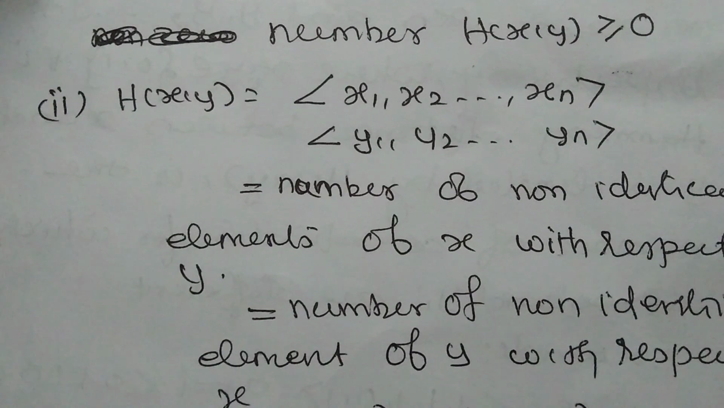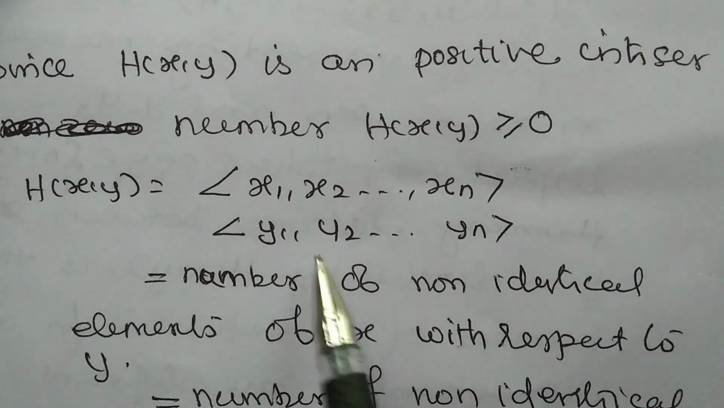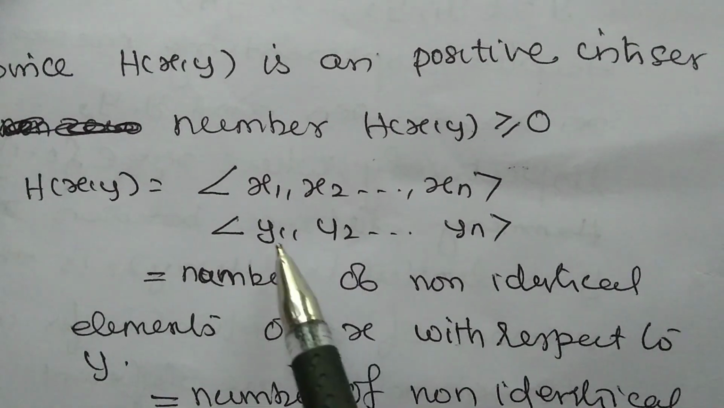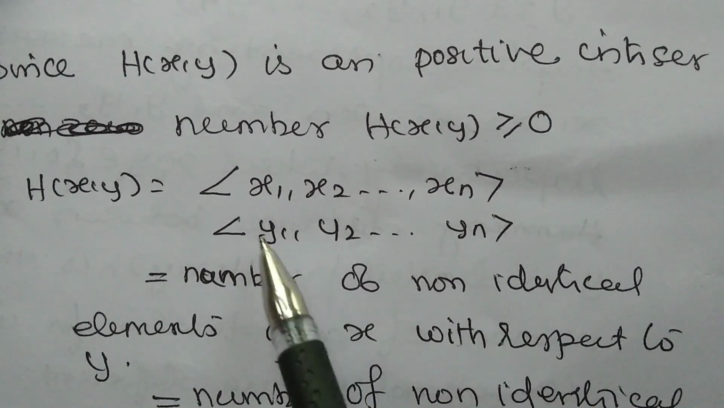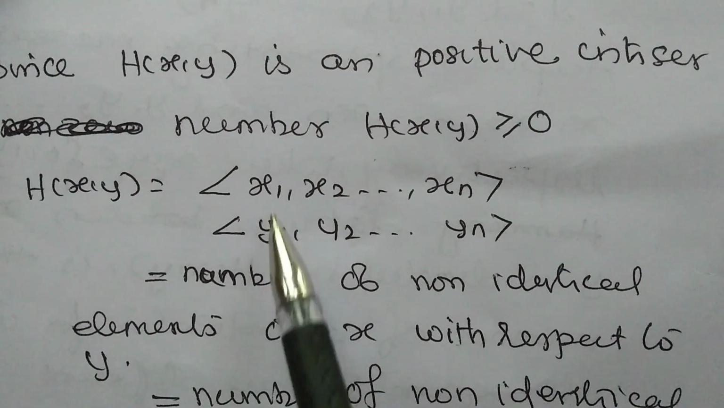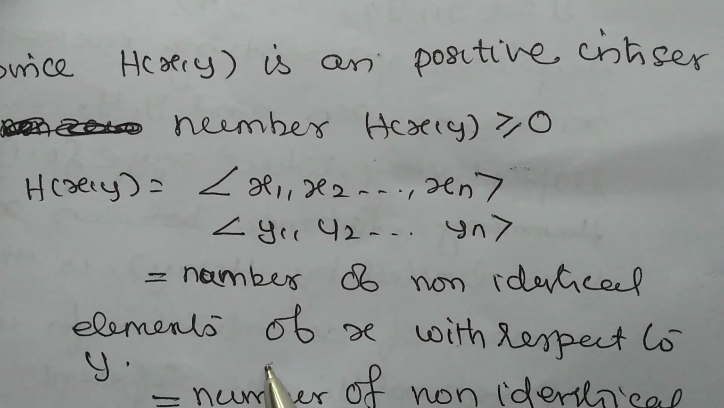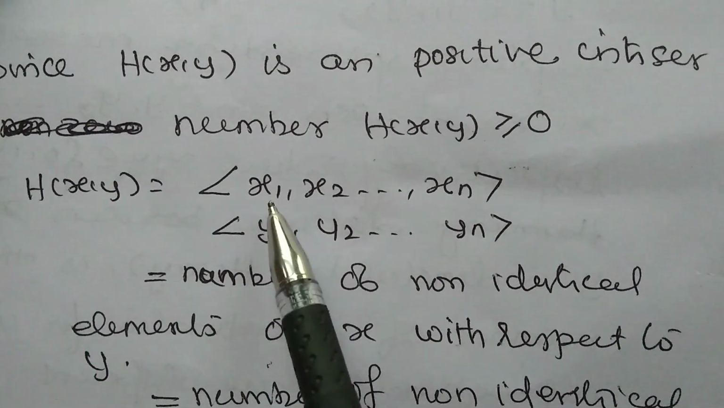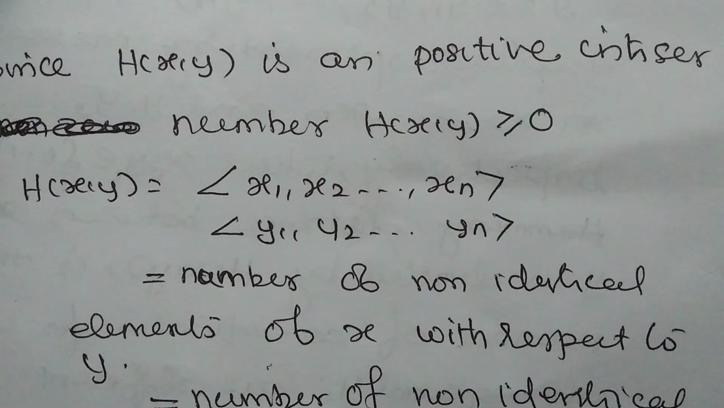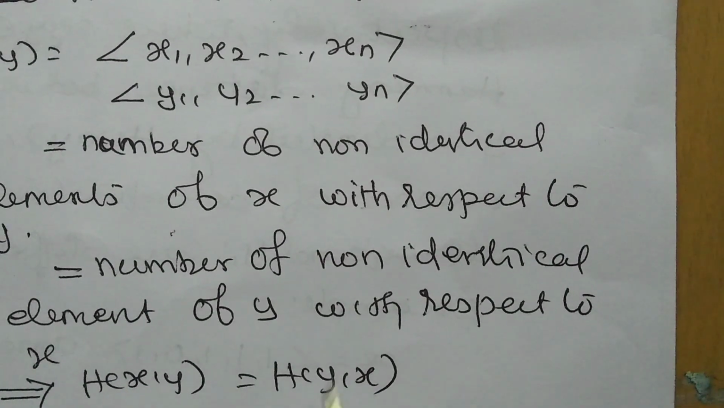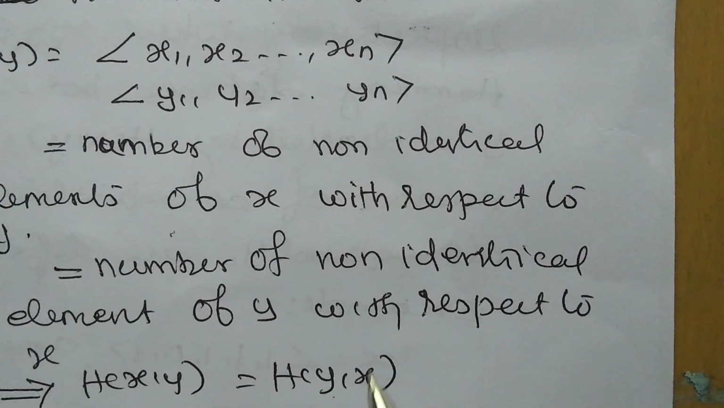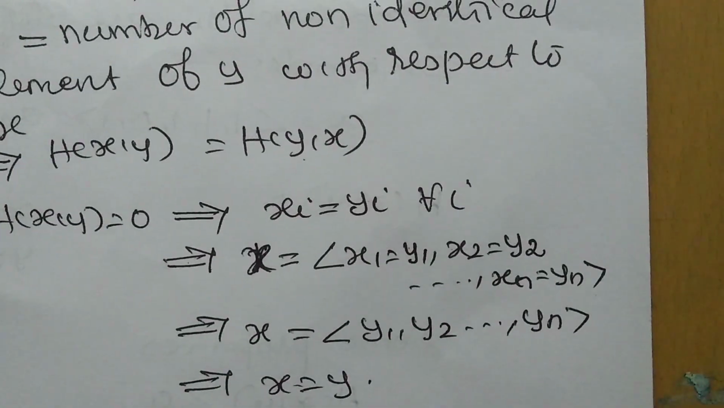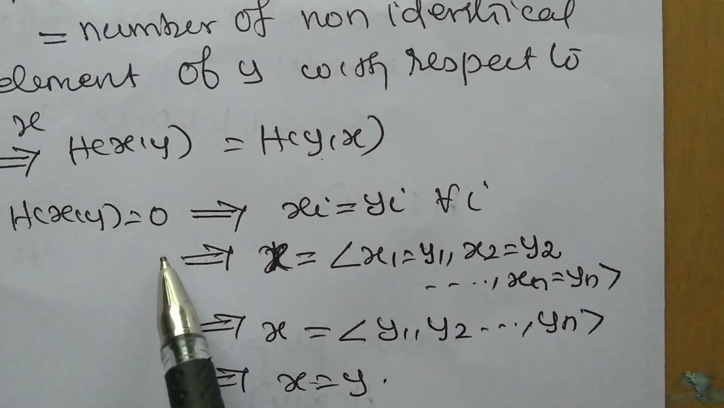Now the second one is h of x, y. What is h of x, y? The number of non-identical elements. From x to y, it is similar to the number of non-identical elements from y to x. So h of x, y is automatically the same as h of y, x. That is obviously true.